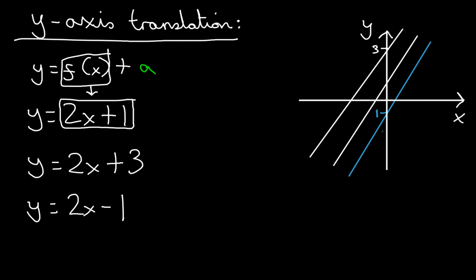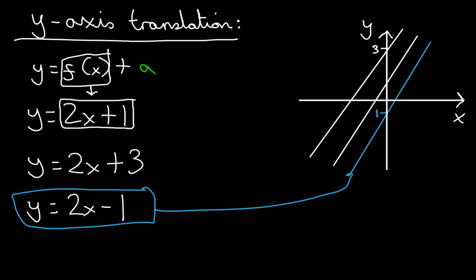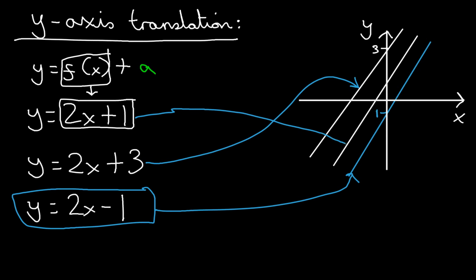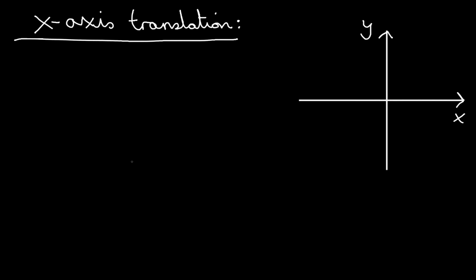Lovely. So just to summarise, this is this line, this is this line, and this original equation, where a was 0, is this line here.